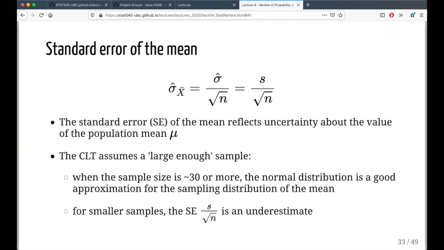And for smaller sample sizes, if we had a sample of size 5, for example, the standard error is not going to be quite appropriate. It's going to, in general, underestimate the actual uncertainty about our value of the population mean.